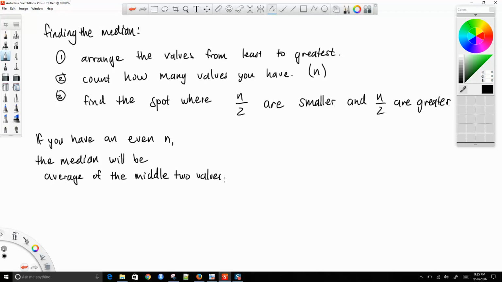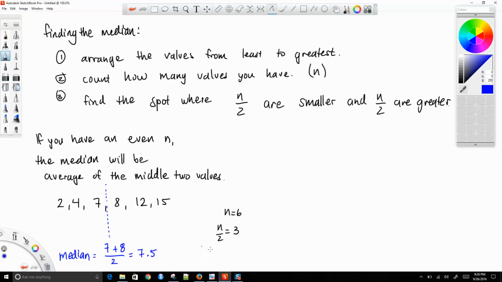Okay, so let's say you have the values 2, 4, 7, 8, 12, and 15, okay? So you count and you say, oh, I've got 6 values, n is equal to 6. So n over 2 is 3, okay? And you would go, okay, I want to find the spot where 3 values are smaller and 3 values are greater, okay? And that's going to be between 7 and 8, okay? So your median is the average of those two values. So you do 7 plus 8 divided by 2, and you get 7.5. That's going to be your median value.